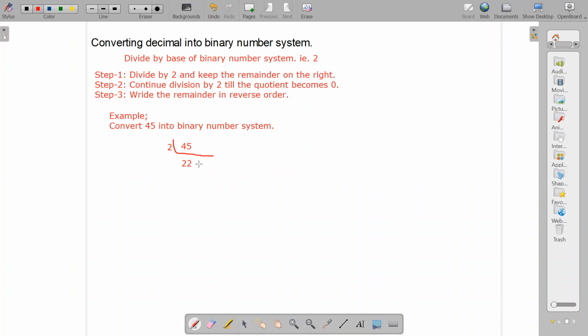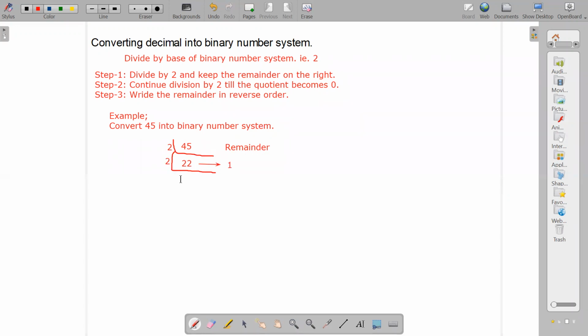Now that remainder we write this side, right? Divide by 2 and keep the remainder on right side. Now what is remainder? 22 2s is 44. Remainder is 1. We write remainder here, okay? Now again we will divide it by 2. We have to divide every number by 2, right? This makes neat and clean in writing.